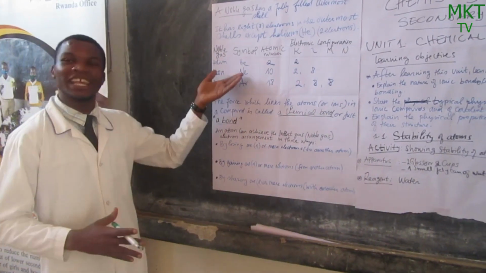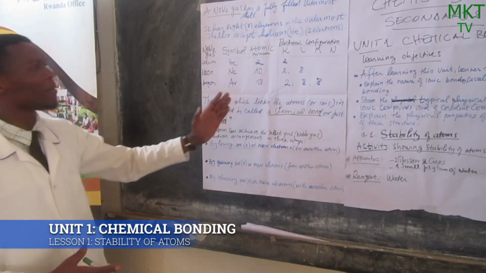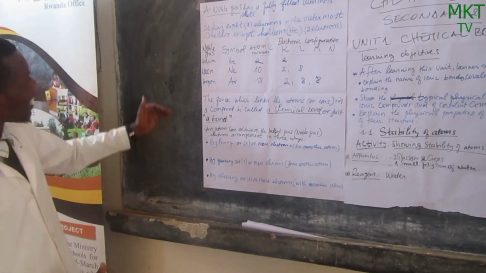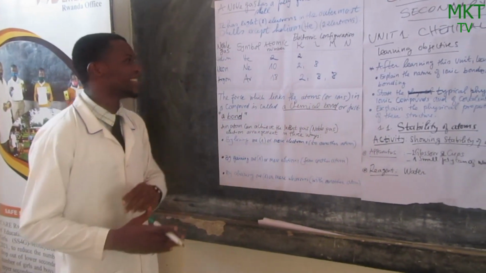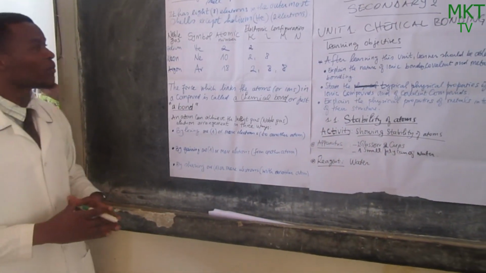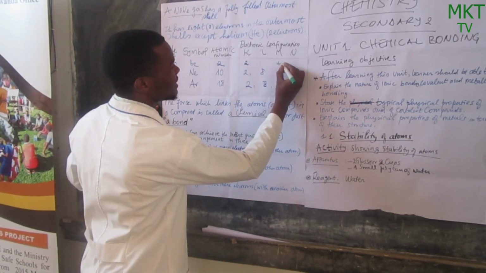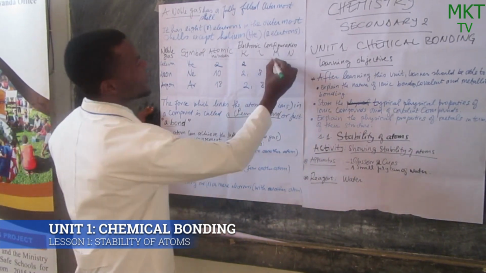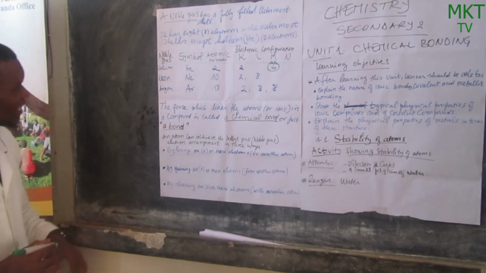Now, here we have an example. Those are the noble gases, with their symbols, atomic numbers, and electronic configurations. Let us start with helium. Its symbol is He, atomic number 2, and electronic configuration is 2. In this Bohr model diagram of helium, it has 2 electrons on the shell.